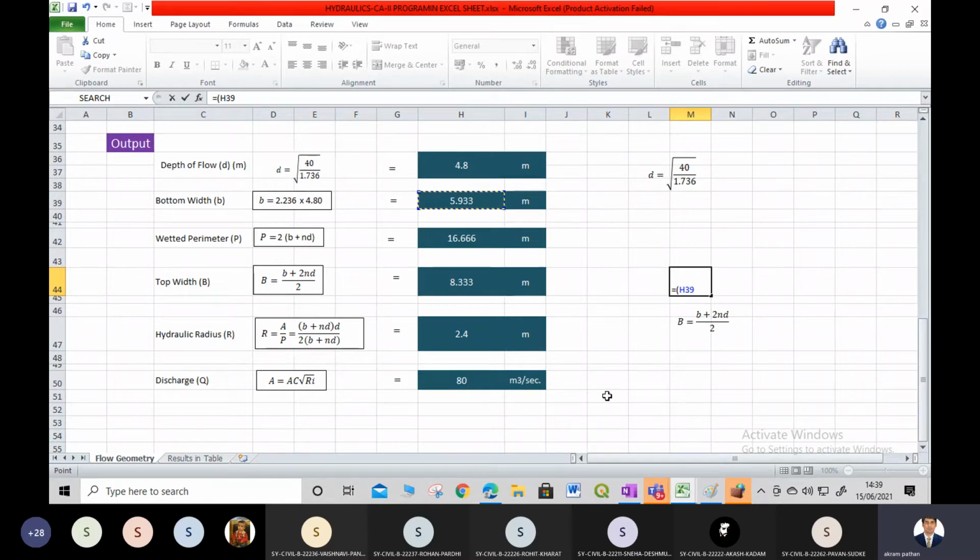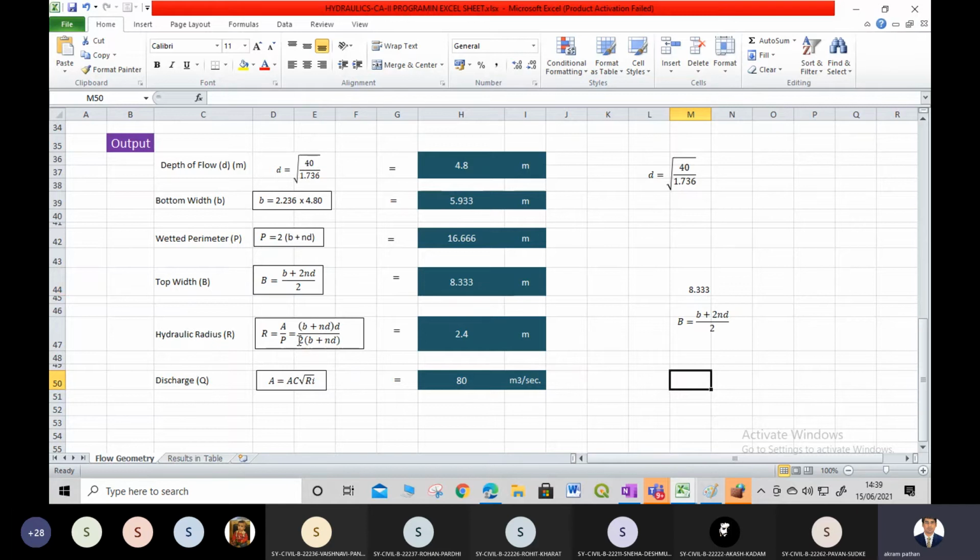5.93. So press over that 5.93 plus 2 times N, which is 0.5 into D. How much is the D? We have calculated 4.8. So press this one. Now divided by 2, bracket close, and then enter. You will get the perimeter 8.33. So how can we generate the formula also? So this is the formula to generate the width.